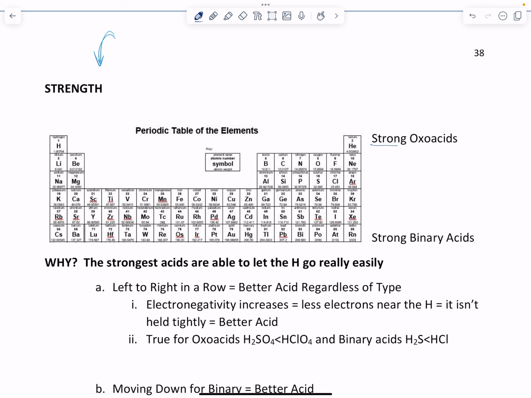So the strong acids are found in this part of the periodic chart. You're going to be going over and you're also going to be going up to be a strong acid. I like to summarize it in one arrow going in that direction.